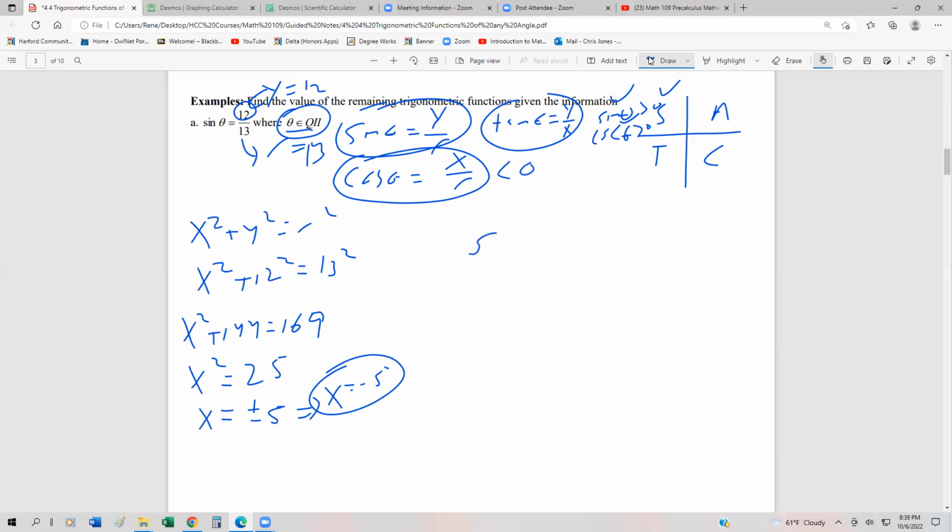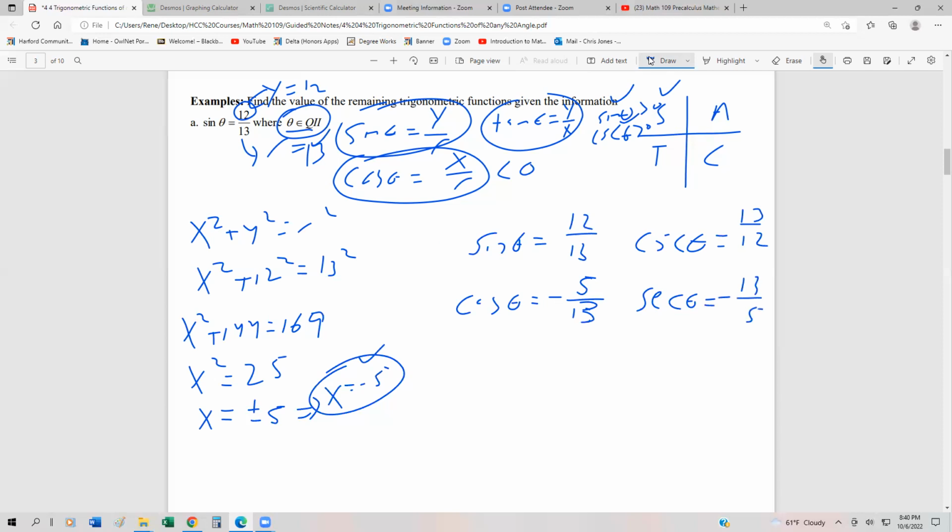So we know that the sine function is going to be 12/13. Inherently, that means the cosecant function is the reciprocal, which is going to be 13/12. We know that the cosine function is going to be x over r, so that's going to be negative 5 over r, which we said was 13. And it should follow that the secant function, which is the reciprocal of cosine, is negative 13 over 5.